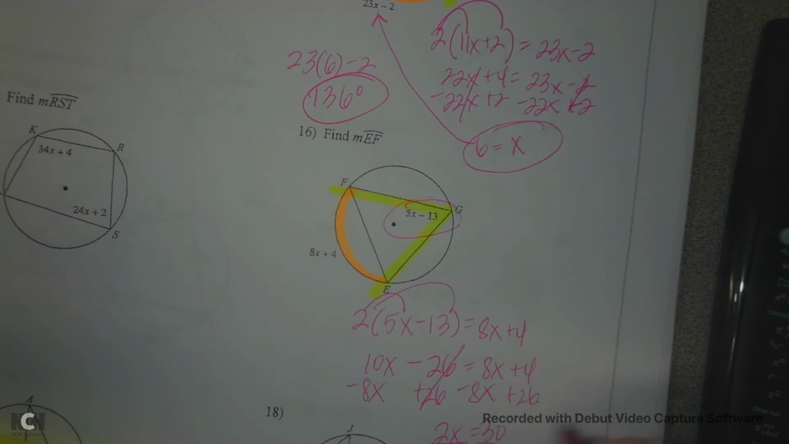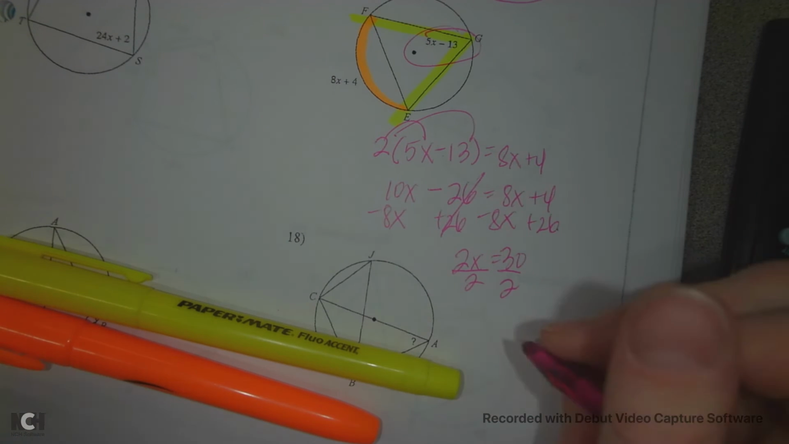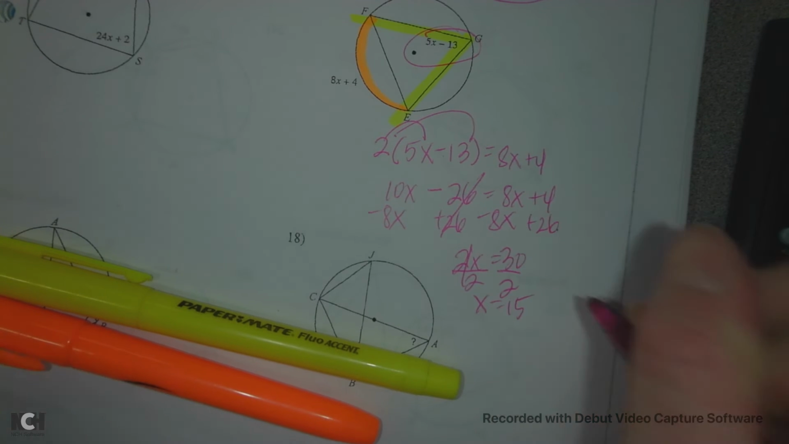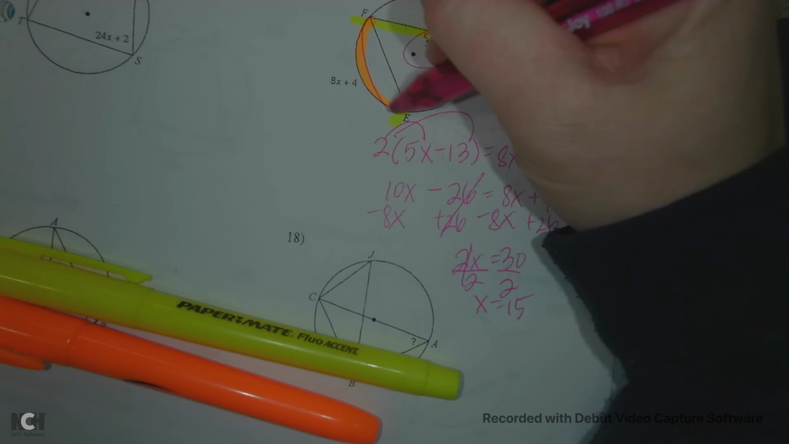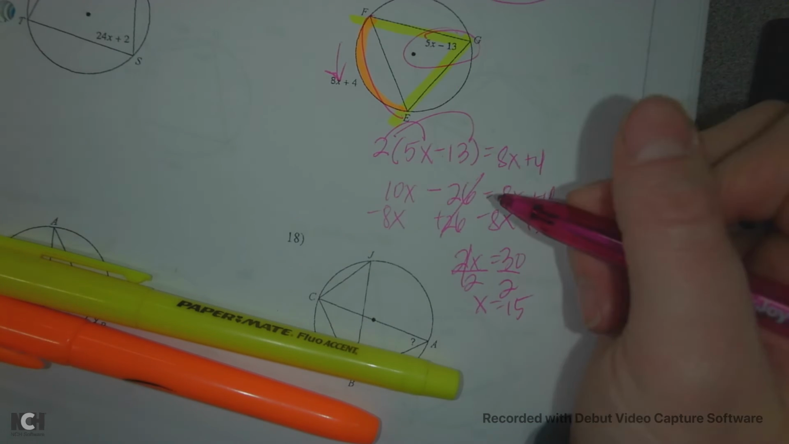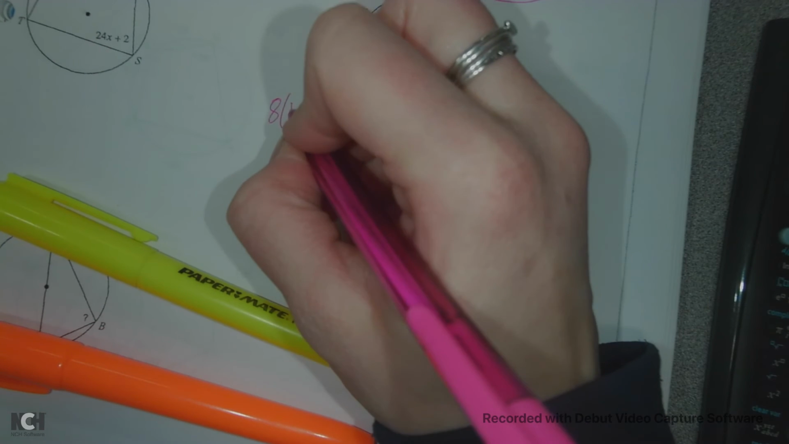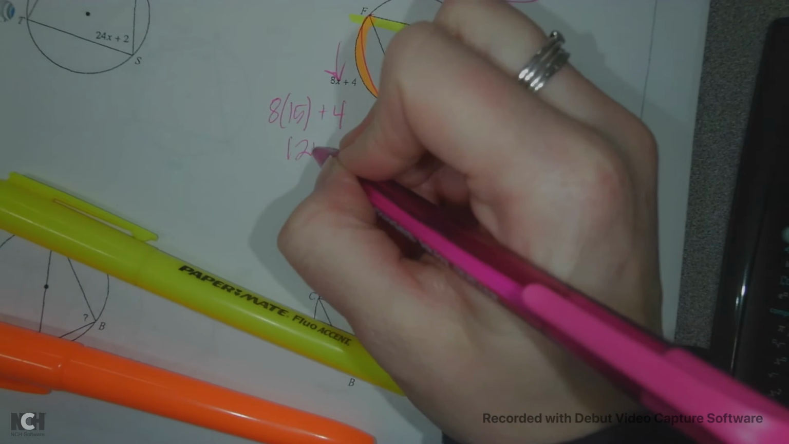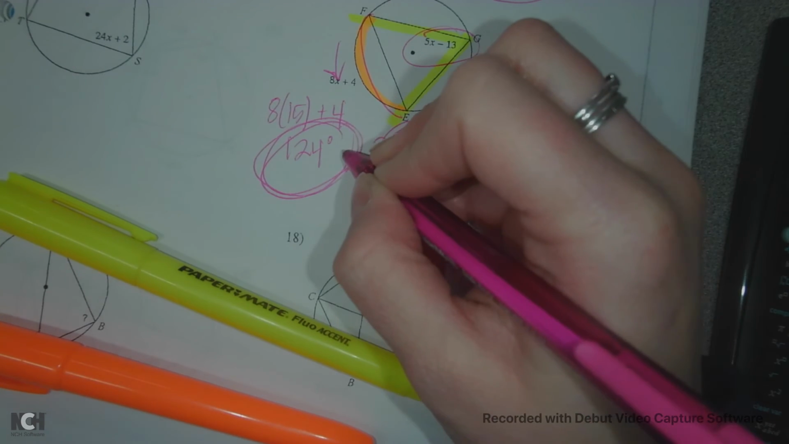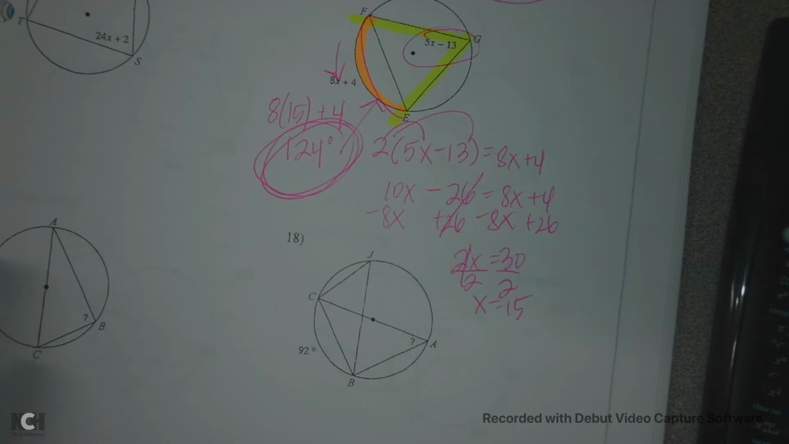Divide each side by 2. And x is 15. Now what I need to do is figure out the arc of EF. That's this guy. So I'm going to take 15 and plug it into x. So I have 8 times 15 plus 4, and 8 times 15 plus 4 is 124 degrees. So that is my answer for the arc measurement of EF.